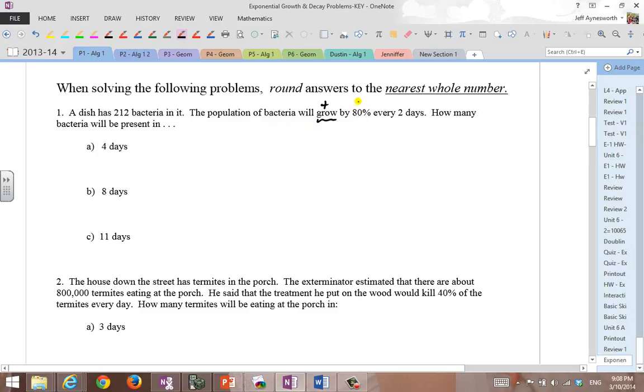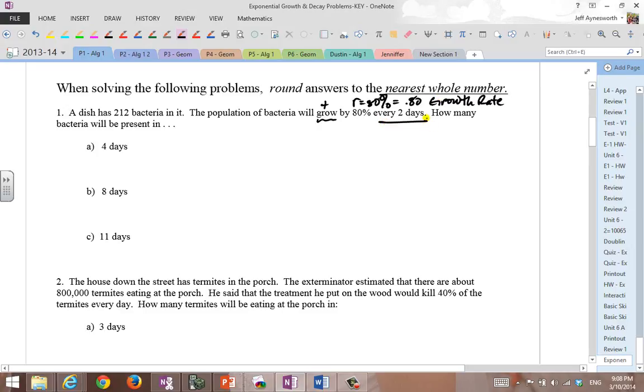Now right here I can already see that R equals 80%. That's the growth rate. All right, and as a decimal, let me write that a little bit better, 0.80. You got to shift the decimal twice to the left. So the growth rate, okay, which is R, is 0.8.